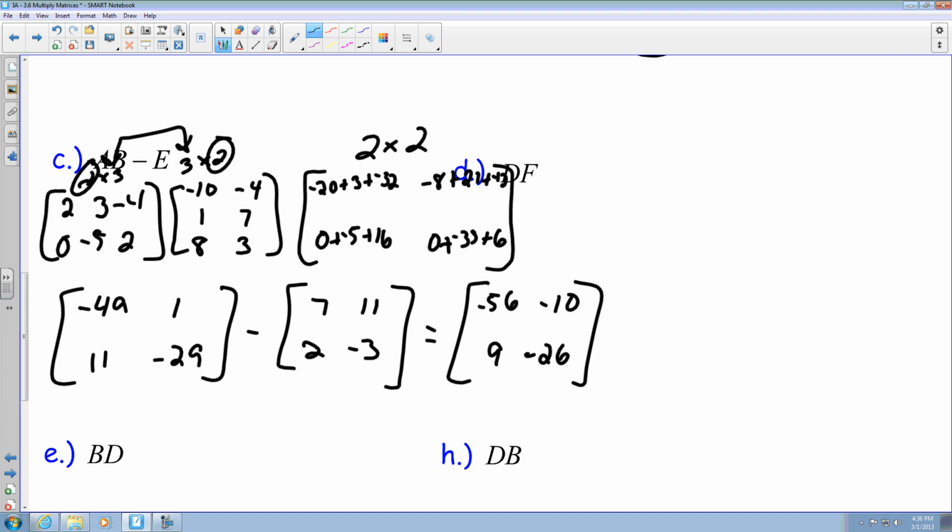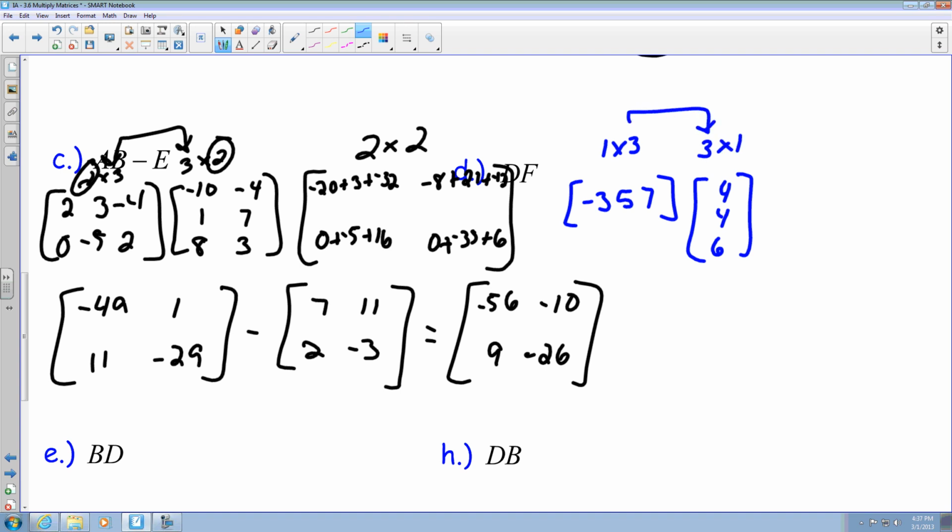Example D, I have matrix D, which ends up being negative... You know what I'm going to do? I'm going to change the color so you guys aren't as confused. Let me change the color here. Let's make it blue. So if I make it blue, that means matrix D is -3, 5, and 7, and then matrix F is 4, 4, and 6. This is a 1 by 3 matrix. This is a 3 by 1.